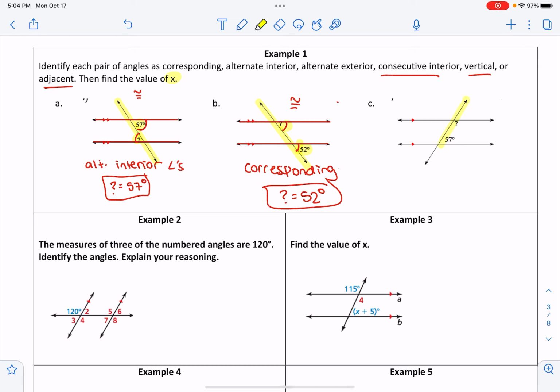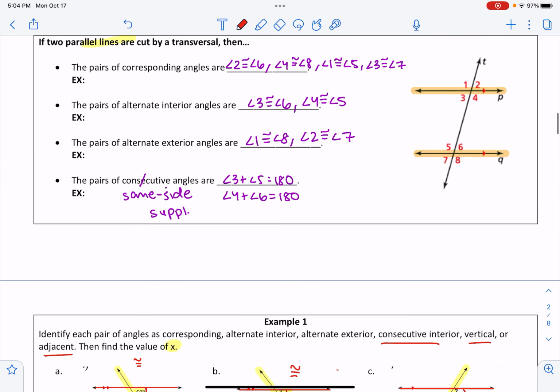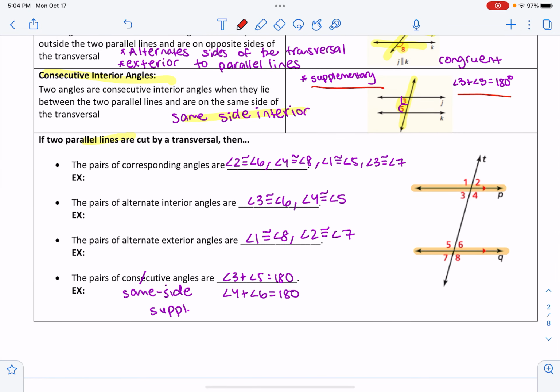Highlighting our transversal, outlining our parallel lines. Okay, this time, again, they're both on the same side of the transversal, but this time they're both inside of our parallel lines. When they're both inside our parallel lines, that's going to be consecutive interior angles. Now, going back, consecutive interior angles are supplementary.